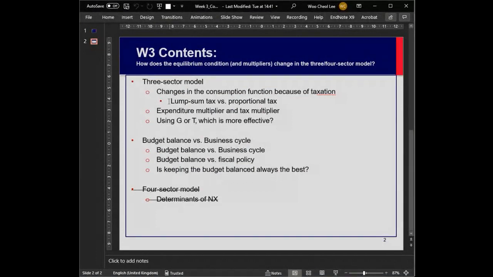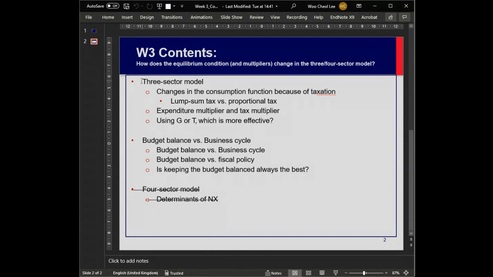So these are the things we're going to do today, right? So still pay attention to the question. We still have the same question as last week. How does the equilibrium condition change in 3 to 4 sectors? How much output should be produced to satisfy the expenditure requirement in the economy? Last week, in the 2-sector model, household consume, investment purchase. So the economy should produce a certain amount to satisfy those requirements.